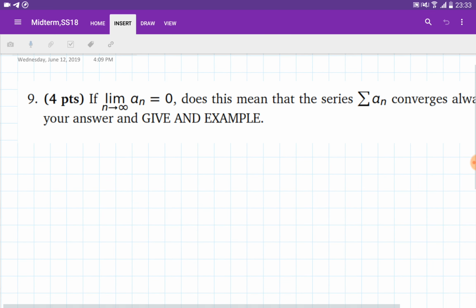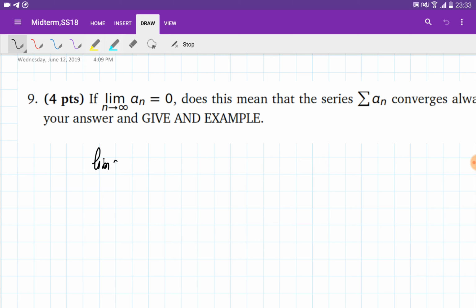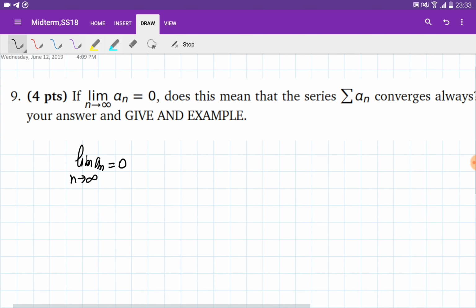Problem number 9: if the limit of a_n goes to 0 when n goes to infinity, does this mean that the series is always convergent? No, of course, right? Because there is an example of a divergent series. A counterexample: if there exists at least one example where this doesn't work, it means that this doesn't work in general.